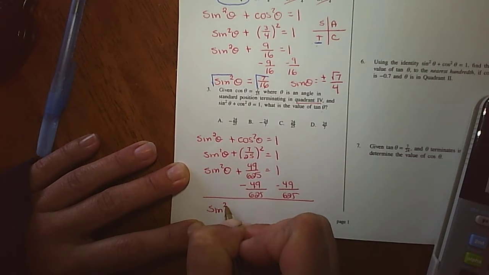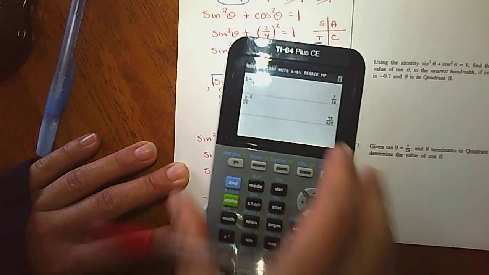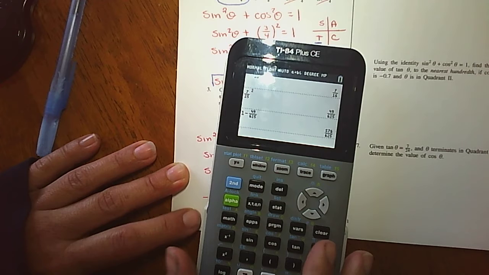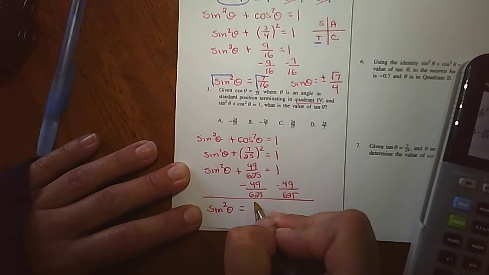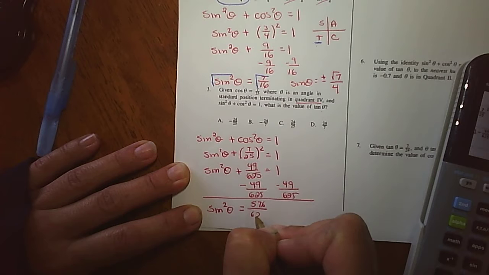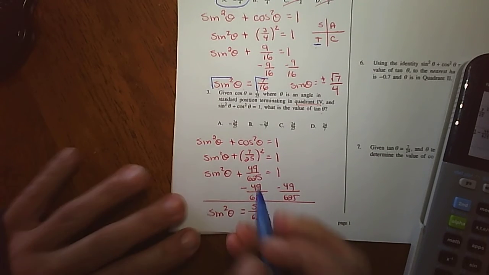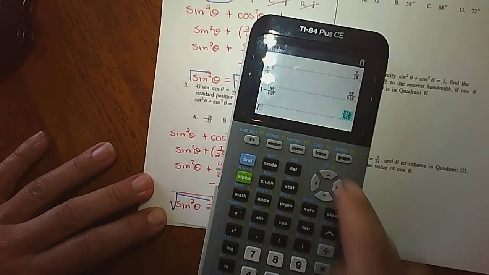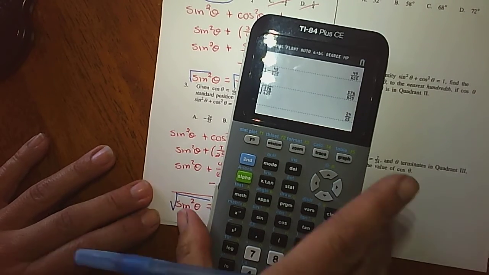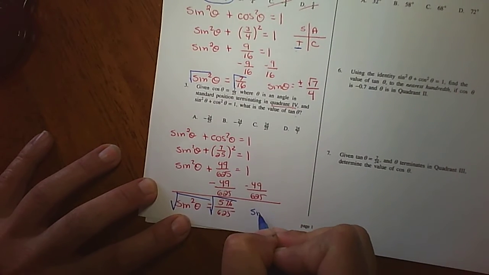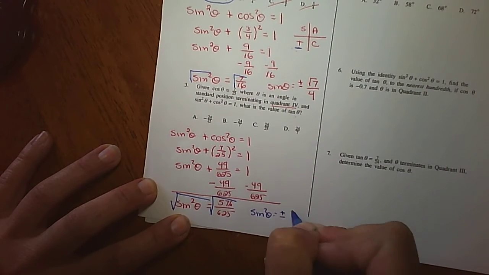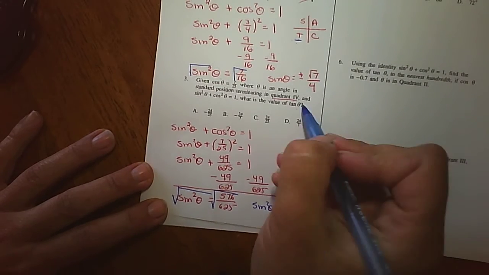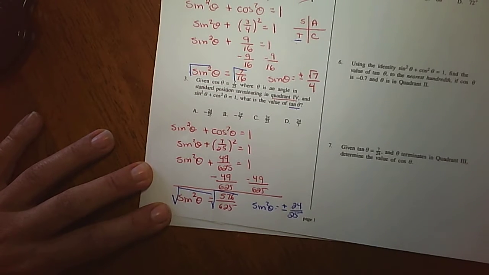I get sine squared equals, so I'm going to do 1 minus 49/625, and I'm getting 576/625. Then I'm going to take the square root of it. If I take the square root of that fraction, I get 24/25. So now remember, it's sine equals plus minus 24/25. So let's see what we're looking for. We're looking for tangent. Now let me get my scrap paper back.